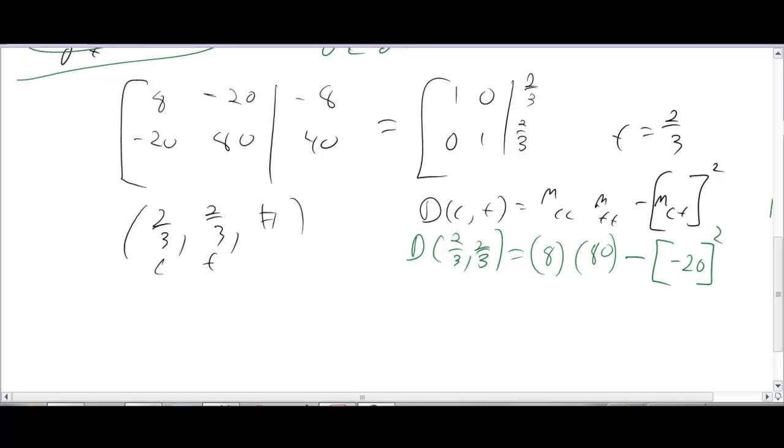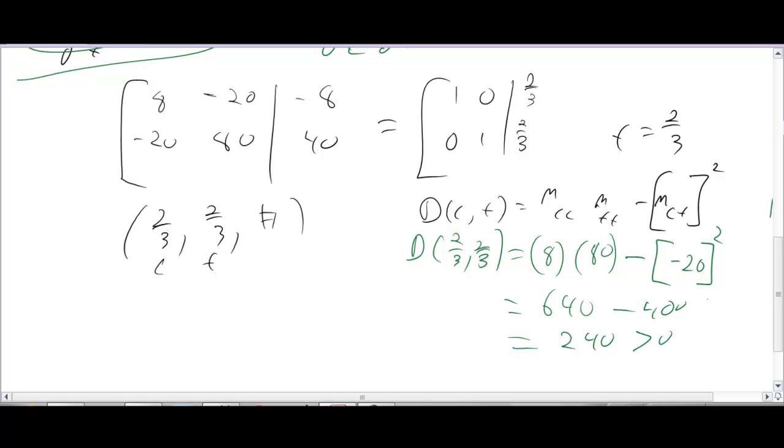All right, well, 8 times 80 is 640. And again, we don't really care about the actual number. We just need to know if it stays positive or if this is going to be big enough to bring us down to the negatives. So negative 20 times negative 20 makes a positive, but because we already have the minus sign right there, we're subtracting it. So what's 20 times 20? Well, that's 400. So this is going to end up giving us a positive 240.